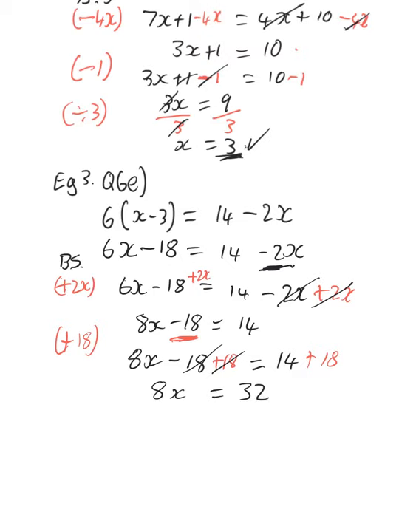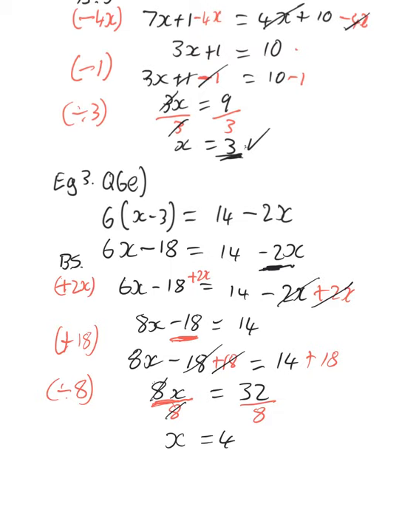Now from both sides we want to get rid of this 8 times x, so we'll divide by 8. I'll do it straight onto the page here, so 8x divided by 8 and 32 divided by 8. Once again, the 8s cancel out. X equals 4. So we think our answer is 4.